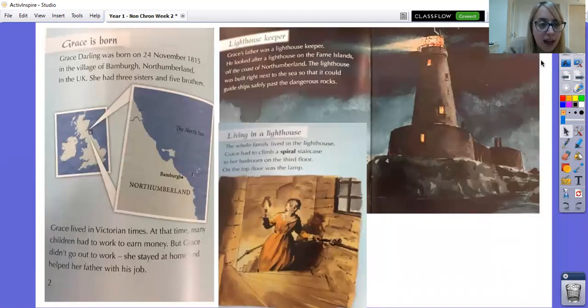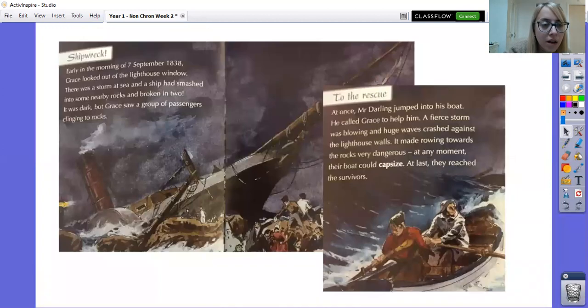So on this page, you will find out again a bit more about Grace Darling and where she was born, and what it was like living in a lighthouse. So again, pause the video here if you want to read this information. On this page, you're going to find out about that shipwreck, that day when there was that bad storm and Grace Darling went out to rescue those people with her father. So pause the video here if you want to read about that.